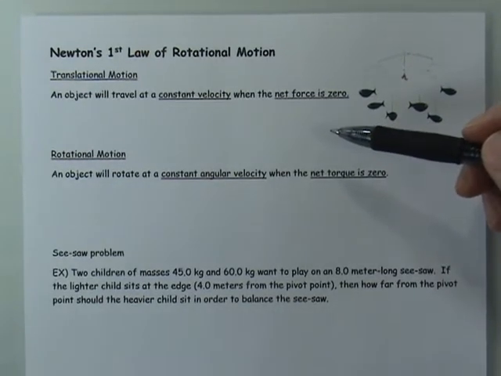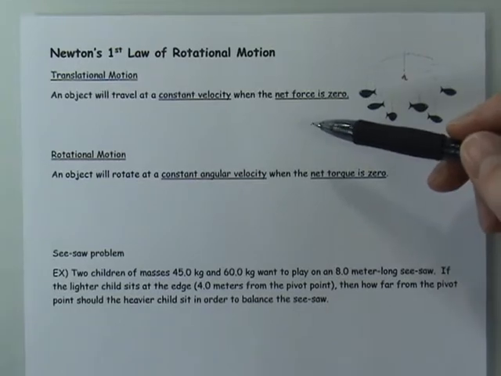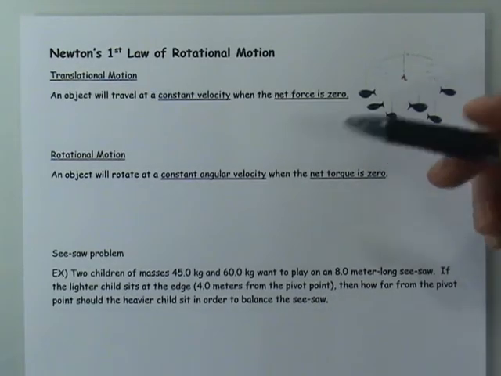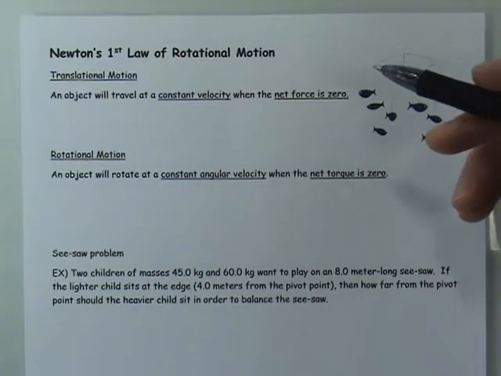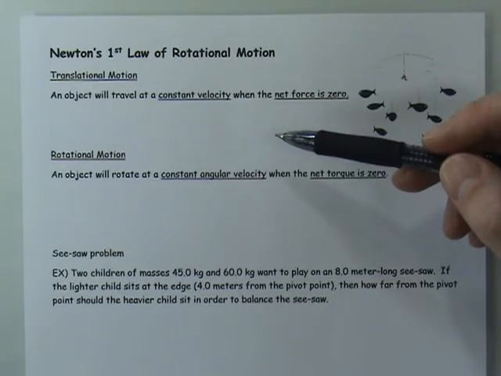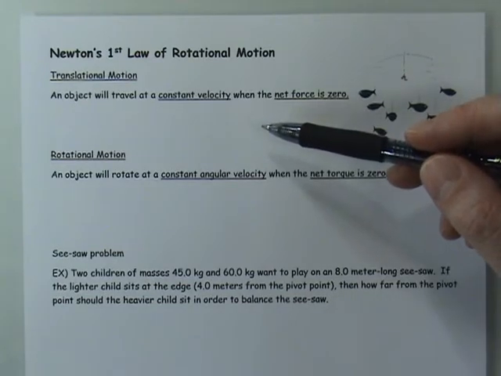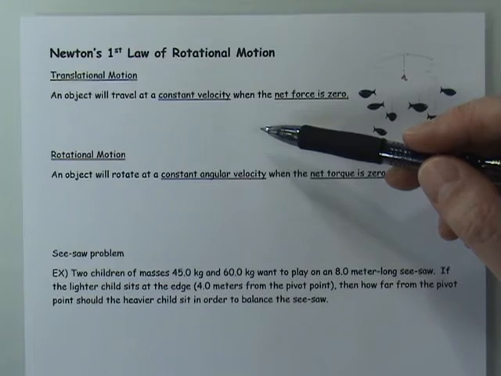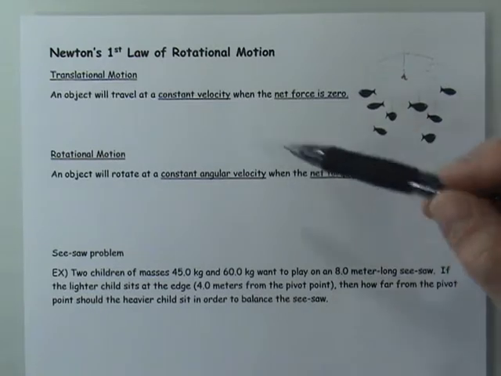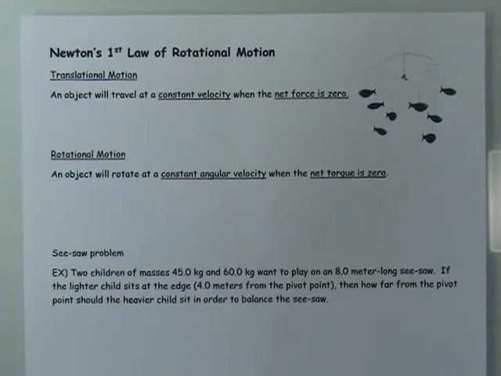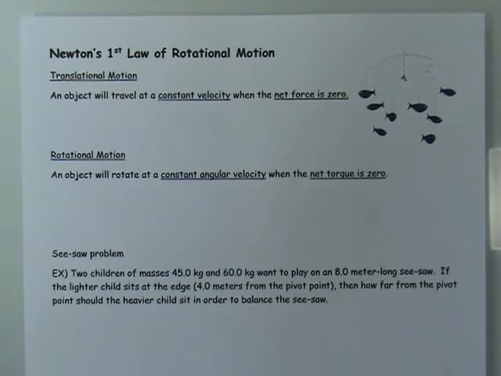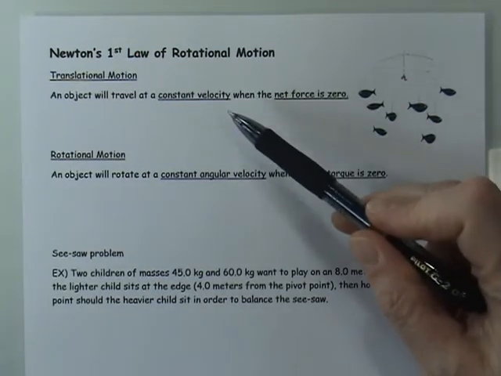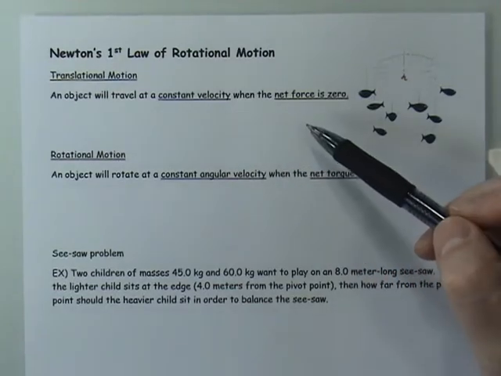But as we get to the more complex problems, it is going to be very helpful to just remember what the first law says for translational motion. What I've tried to do is to simplify these down. Instead of using the wordy way that Newton might have expressed it, I'm trying to give you a simpler, more clear and concise explanation of the first law. And the first law simply says that objects travel at a constant velocity when the net force is zero.